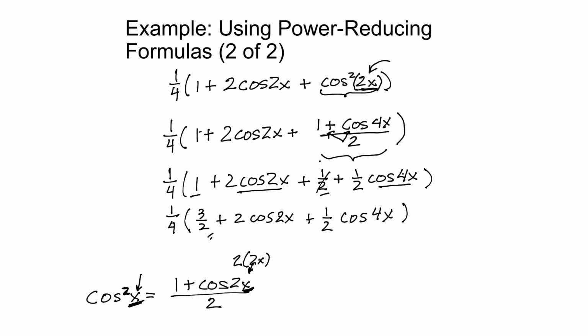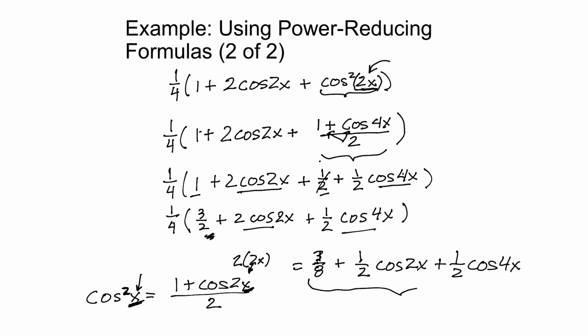Now for our final thing, we've got a number term. All of these terms are different. They cannot be added. So we just can distribute that 1/4 to have our final formula. So this would be 3/8 plus 2/4, which is 1/2, cosine 2x plus 1/2 cosine 4x. And that is my new identity.